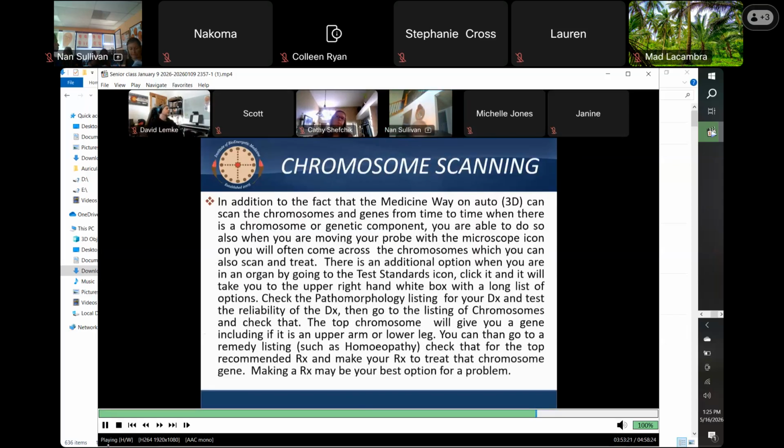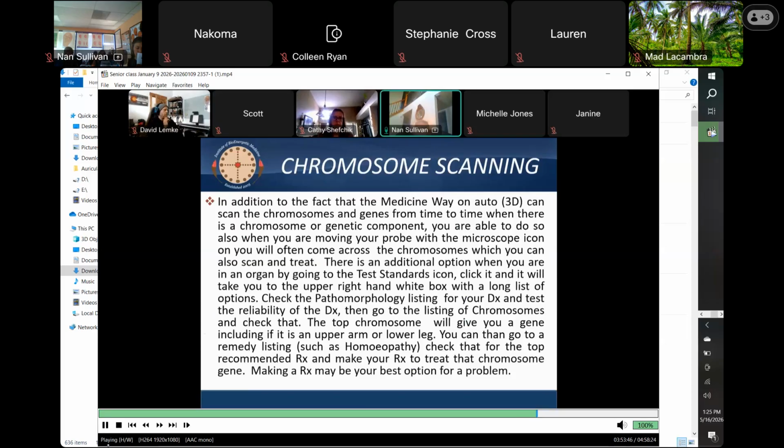In addition to the fact that the Medicine Way on Auto 3D can scan the chromosomes and genes, from time to time when there is a chromosome or genetic component, you're able to do so also when you're moving your probe with the microscope icon on. You will often come across the chromosomes, which you can also scan and treat.